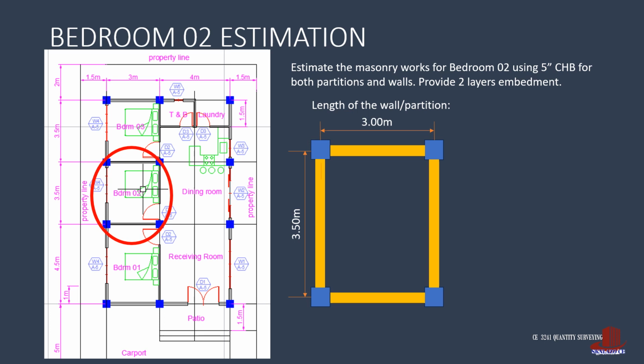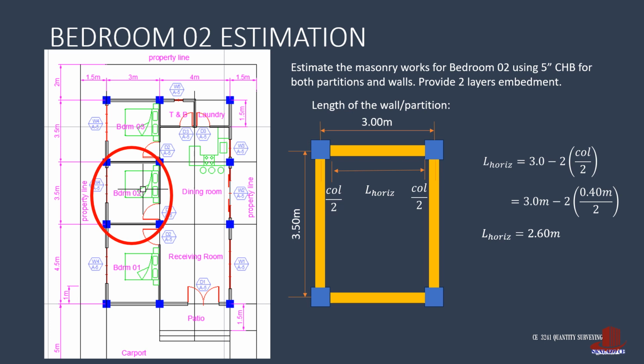For the length of the horizontal walls, do the same procedure of taking the clear span from the on-center distance of 3 meters less twice of half of the columns on both ends. That becomes 3 meters minus twice of half of 0.4 meter, which becomes 2.6 meters. The total length of the horizontal walls is then 2 times 2.6 meters, which results to 5.20 meters. From here, we can take the perimeter of the wall as 6.2 plus 5.2, which becomes 11.4 meters.